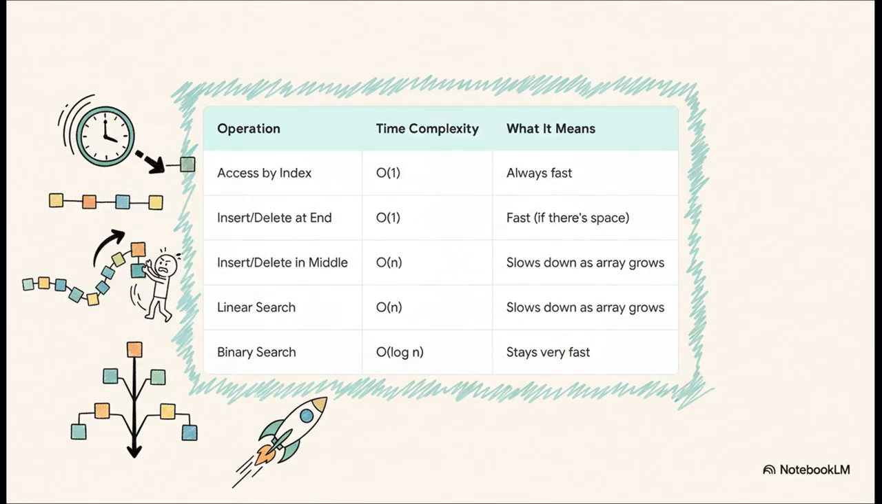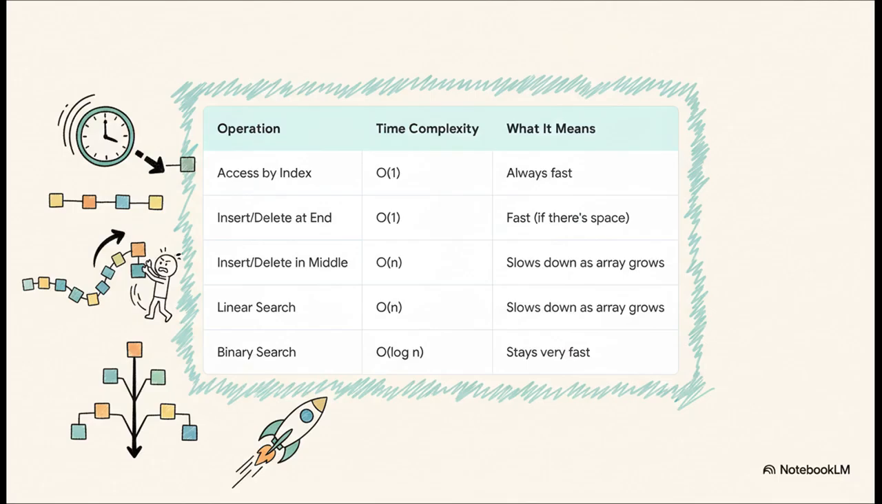Look at that top line. Accessing an item by its index is O(1). In plain English, that means it is always instantly fast. It doesn't matter if the array has 10 items or 10 million. But then look at the middle. Inserting, deleting, or doing a simple search is O(n). That means the task gets slower and slower the bigger the array gets.